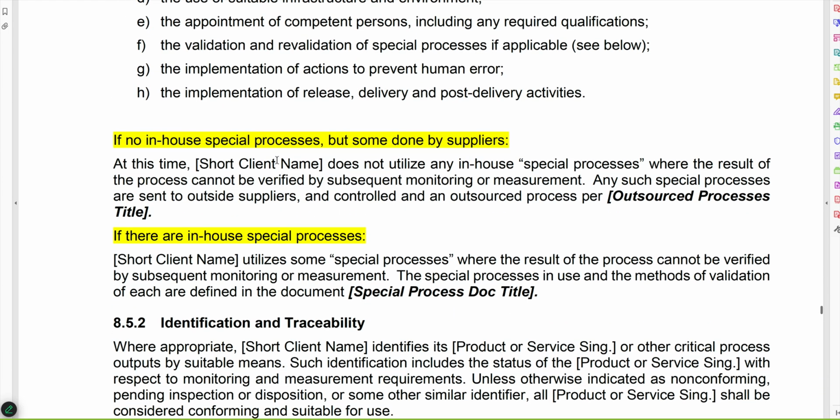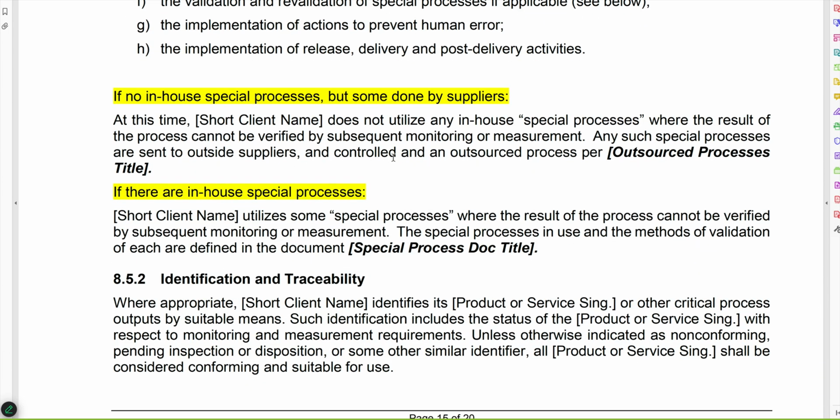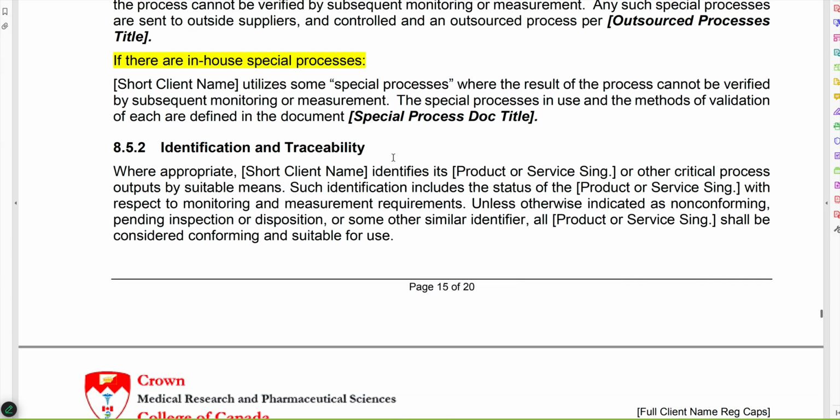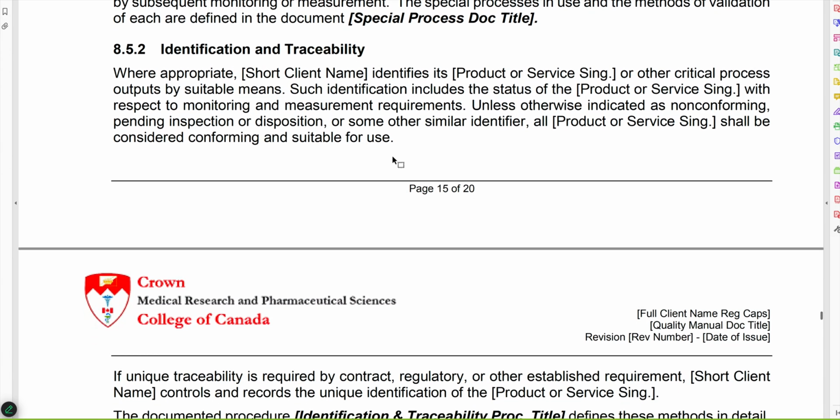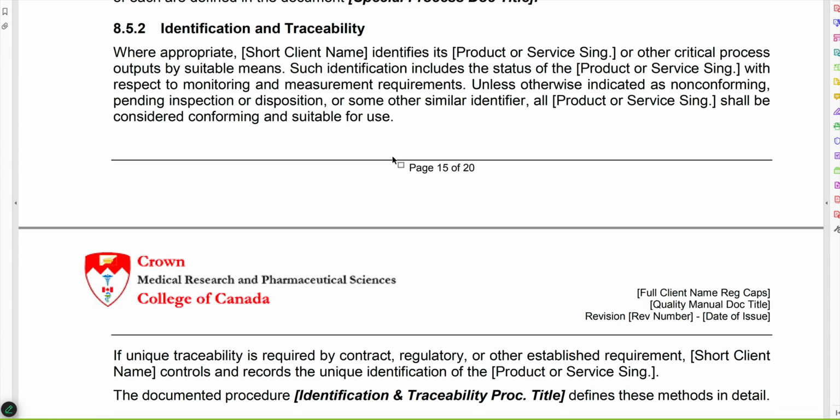Of course, if it's not in-house, this is what we write. If there are in-house special processes, I also added here the paragraph that has to be added into this quality manual. Then the next point is about identification and traceability.